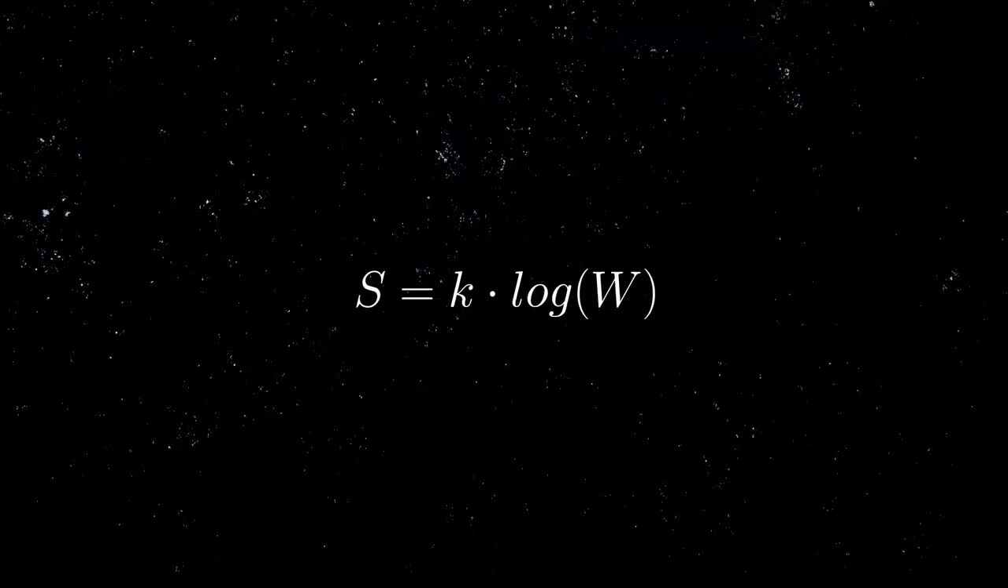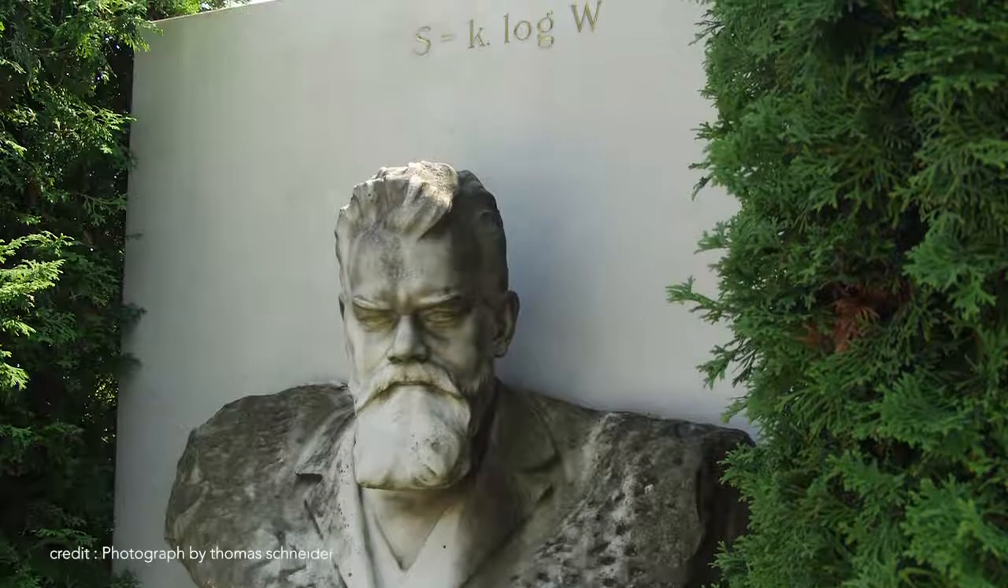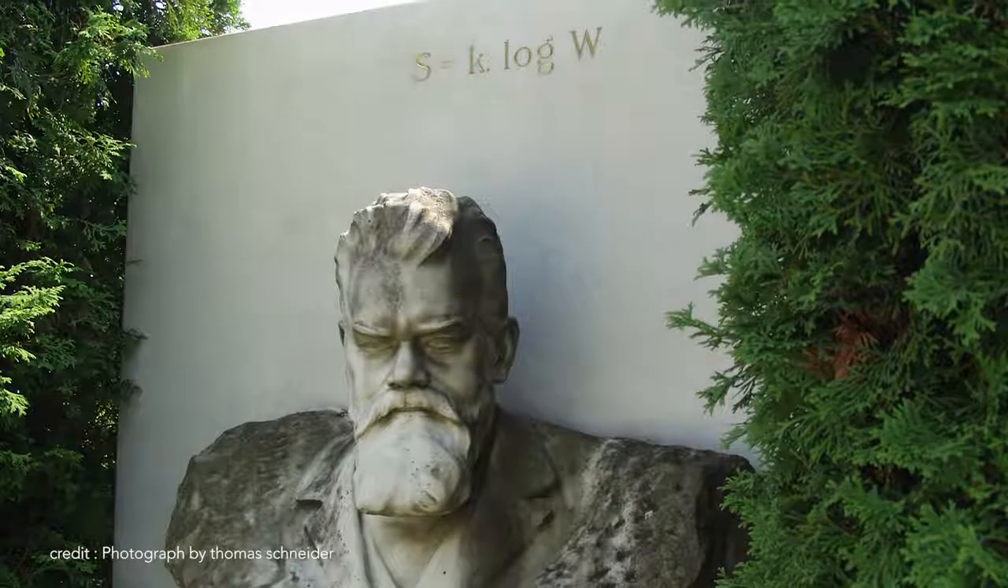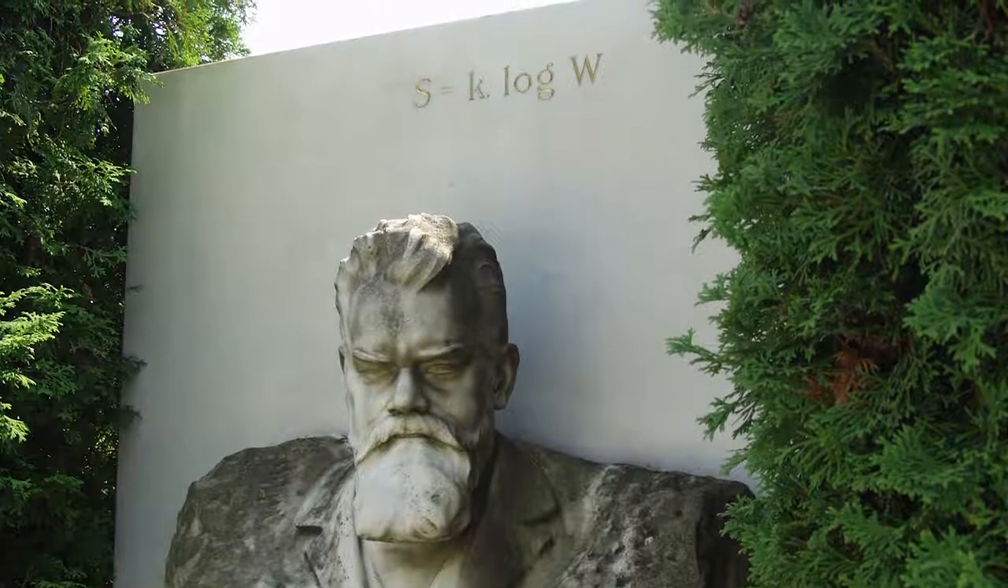As it turns out, this is directly related to an object's temperature. The formulaic definition of entropy is this: S is equal to K log W, where S is the entropy of the system, K is Boltzmann's constant, and W is the number of equiprobable states the system can be in. Ludwig Boltzmann was so proud of this equation that it was engraved on his gravestone.